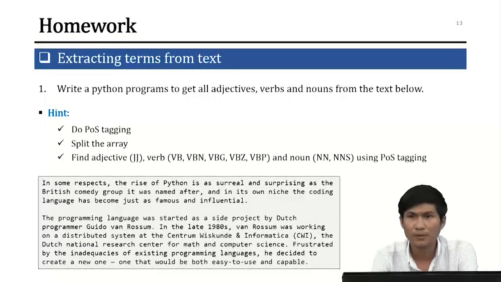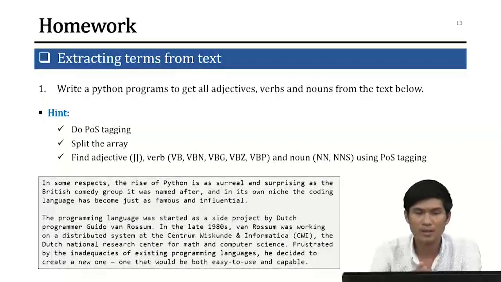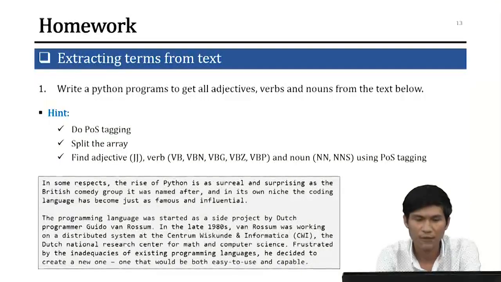So next we will see the homework, and I hope you will do it at home to understand more of this lecture. The first exercise is to write a Python program to extract information from the input sentence. The information here, we want adjectives, verbs and nouns from the text. So how can we do that? You can follow the hint here. First, you can do POS tagging, and you get an array, right? So you loop this array, and next we can find the necessary related information like adjectives, verbs and nouns.